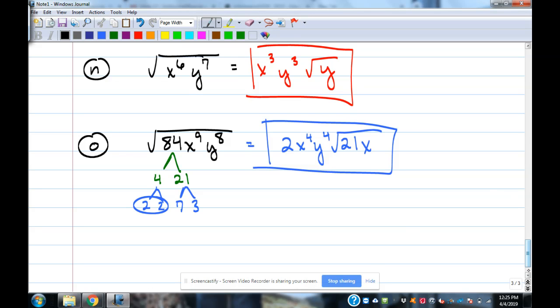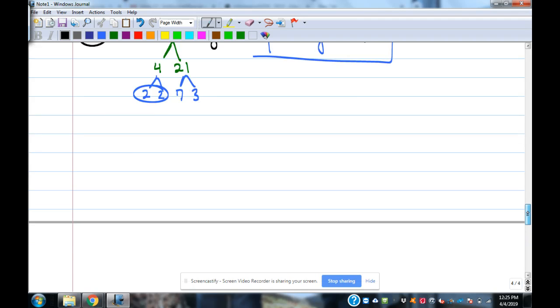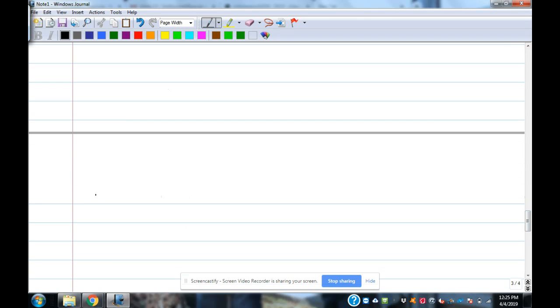Let's go to a bigger number. We've got 2 more and we're done. This is one of the 2. Let's say square root of 384 x to the 4th y to the 11th. 384, biggest number we've done all day.